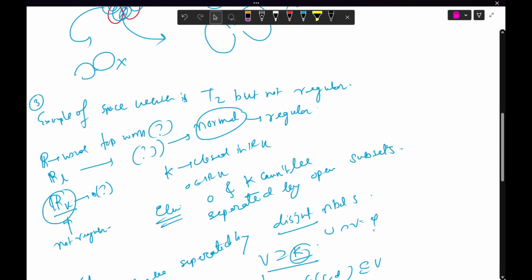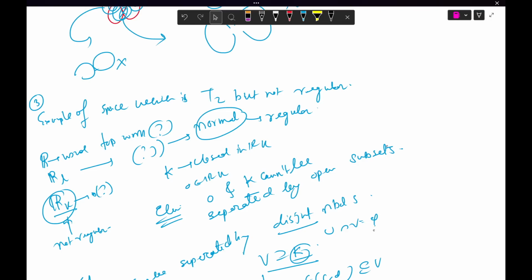And also in the last session, some learner wished to understand the argument of why R with K topology is not regular. That's why we discussed today that R with K topology is not regular. The almost same argument. Okay.